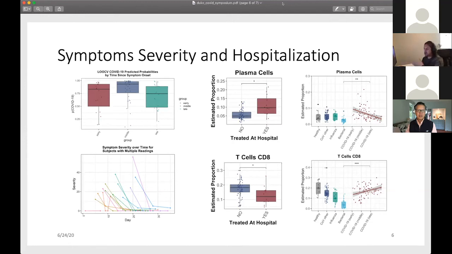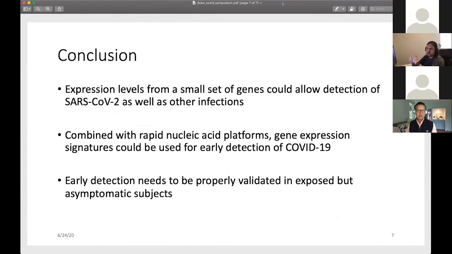In addition to that, we also stratify by hospitalized subjects versus not in the middle panel, labeled as treated at a hospital, where we can see very conserved and very marked differences in those patients that have more severe infections that do need to be treated in a hospital, that are also captured by these signatures. Now, as a conclusion, the expression of a small set of genes allows for the detection of SARS-CoV-2 patients, as well as being sensitive and specific in the context of other infections, including bacterial and other viral infections. Now, this model, based on these genes, combined with rapid nucleic acid platforms, will allow for translation, so they can thus be used for early detection of COVID-19.